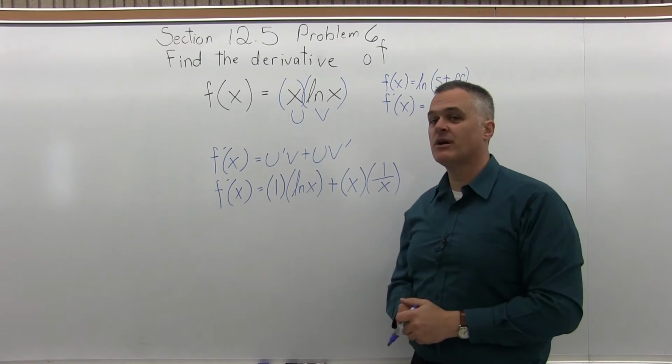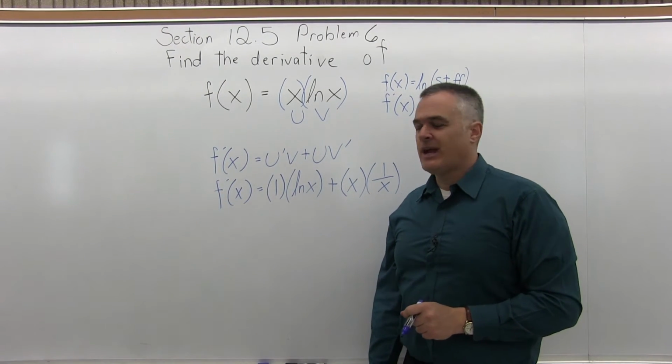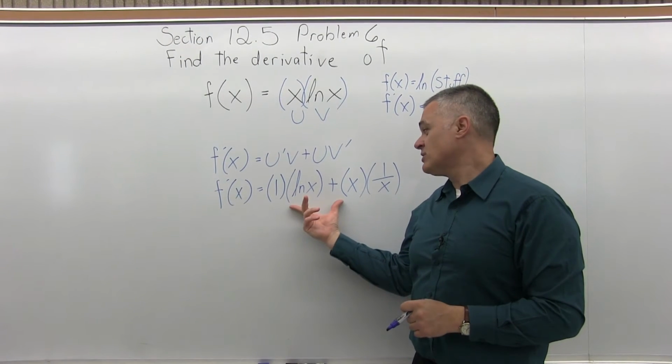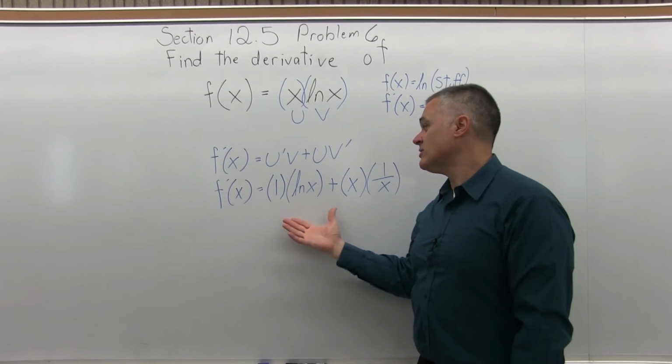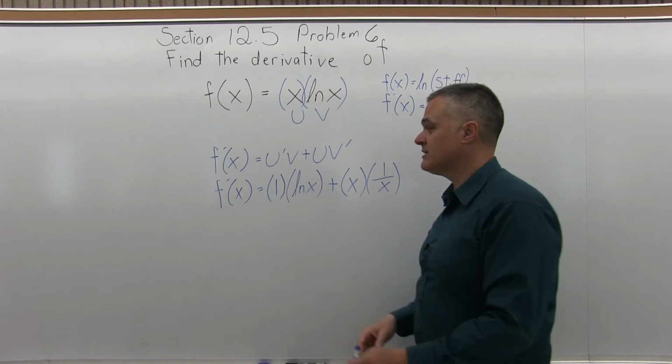Now, this is the answer. But again, it simplifies so easily that I can't resist simplifying it. You could certainly use it just the way it is. What would you ever need to do with this? You'd need to put in a value for x, another value, which you can do, and get an answer for that.